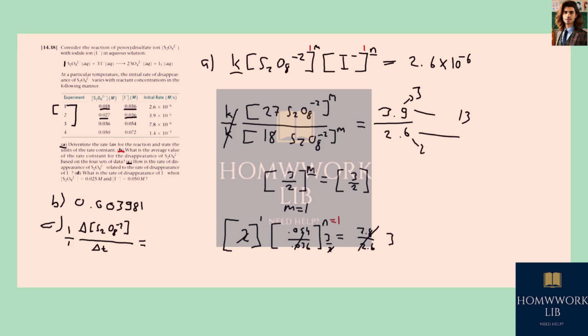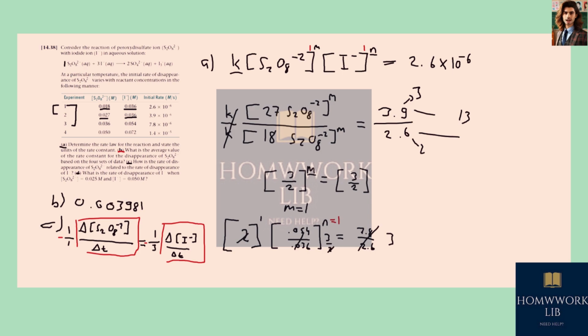And we flip this; the hidden 1 is still going to be 1, and we flip this 3 to 1/3, delta of iodine divided by delta T. So this is going to be the rate of disappearance of S2O8, and this is going to be the rate of disappearance of I. Well, there are negative signs, but they're not important since they're going to cancel each other. As you can see, the rate of disappearance of iodine is 3 times more than the rate of disappearance of S2O8.